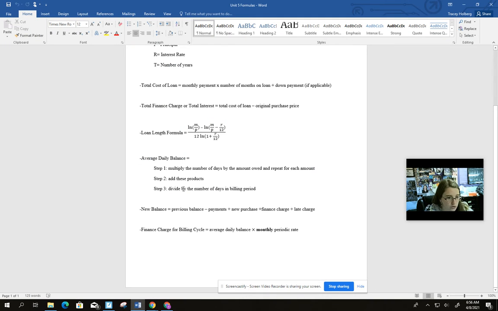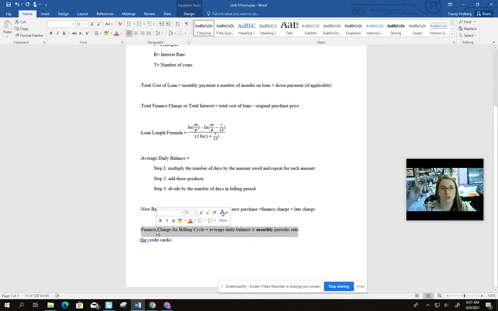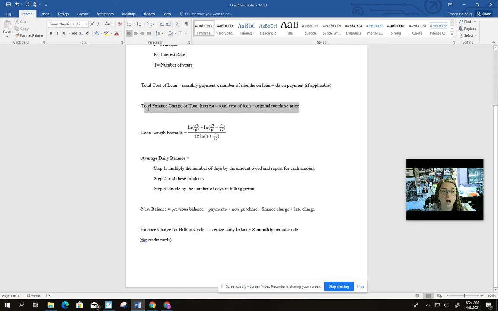Now be careful here. If you want to write on your formula sheet, I always mean to write this, but this is for credit cards. This formula in particular is only finance charge for credit cards. If the question is not talking about a credit card, you wouldn't use this formula. There's another one up here that says total finance charge. That's for a loan, right? So this formula up here is for interest on a loan. This formula is for interest on a credit card. So be very careful. Again, if you want to make a note to yourself there, this is for loans. This is for credit cards. So I'm going to go ahead and copy that over.